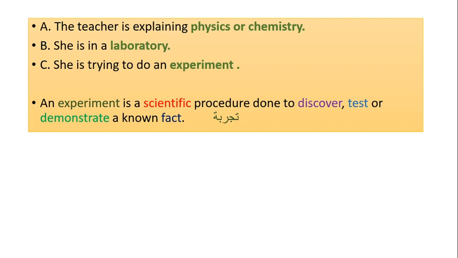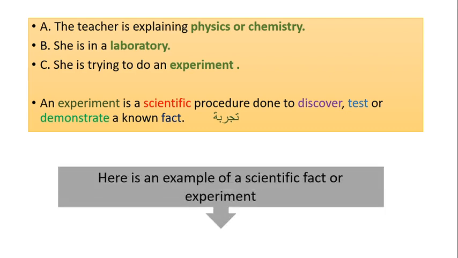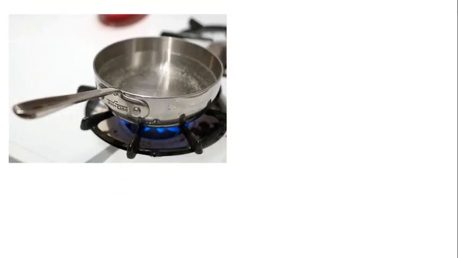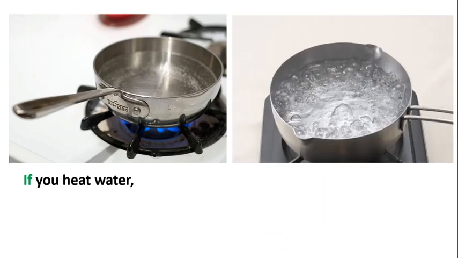I will show you one of the experiments we can do just at home. Here is an example. So I want you to look at the picture. Look here, we have a pan with some water in it, and it's on fire. Something that you do every day. So we can say, if you heat water, so water now is on fire, meaning we are heating water. If you heat water, what happens as an experiment in your opinion? What happens? So look at the picture now.